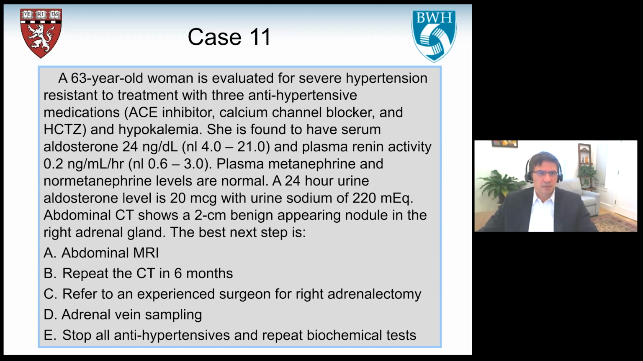The best next step is A, abdominal MRI. B, repeat the CT in 6 months. C, refer to an experienced surgeon for right adrenalectomy. D, adrenal vein sampling. Or E, stop all antihypertensives and repeat biochemical test. And the right answer is D, adrenal vein sampling.